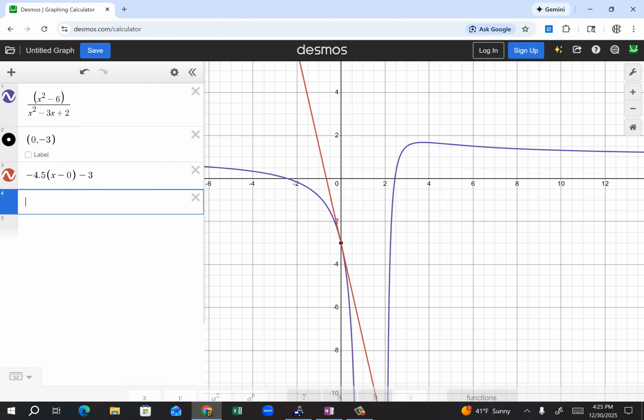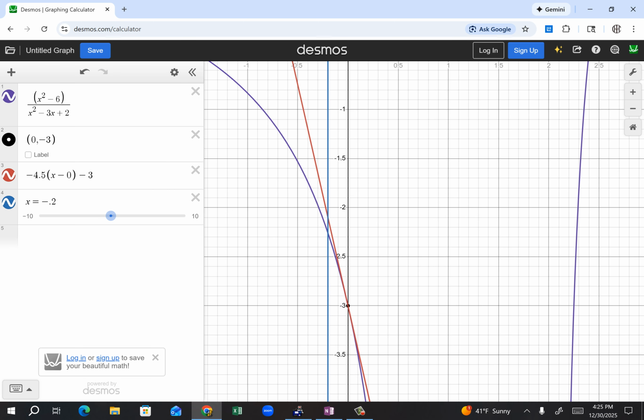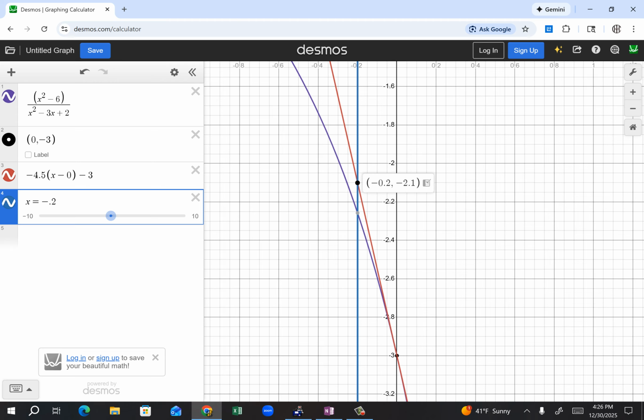So x equals negative 0.2. I zoomed in, so it's going to be just fine.